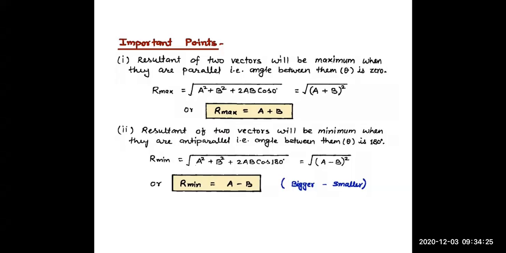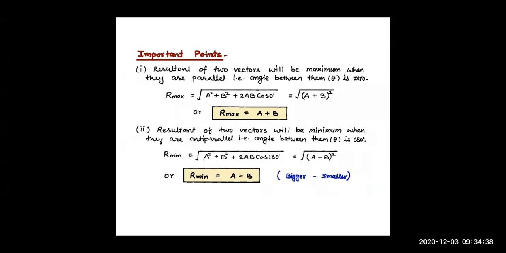We had done lastly the analytical method for addition of vectors. So this is the summary of it. That is the resultant of two vectors. We know that the resultant formula was R equals under root of a square plus b square plus 2ab cos theta, right? Now, here are the two cases which are going to describe when we will get the maximum resultant and when we will get the minimum resultant.